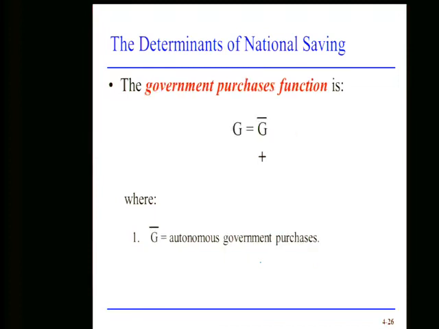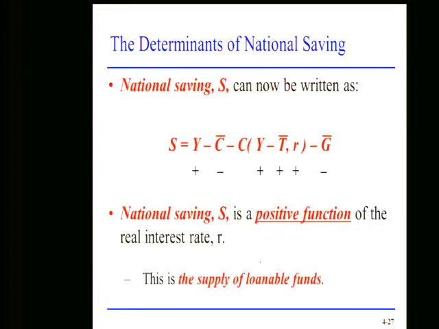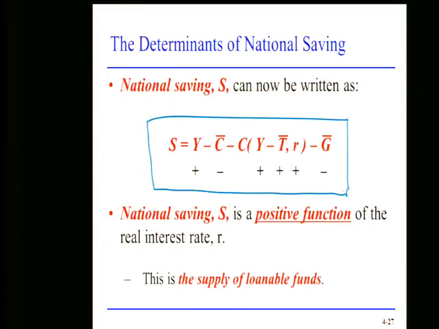We're actually going to make the same assumption about government purchases, that the government determines what the level of purchases are going to be, independent of what else is happening in the economy. Again, it's not completely realistic, but at least it keeps the model simple for our purposes right now. So when we make all of these adjustments, and make some substitutions, what we end up with is a new equation for national saving.